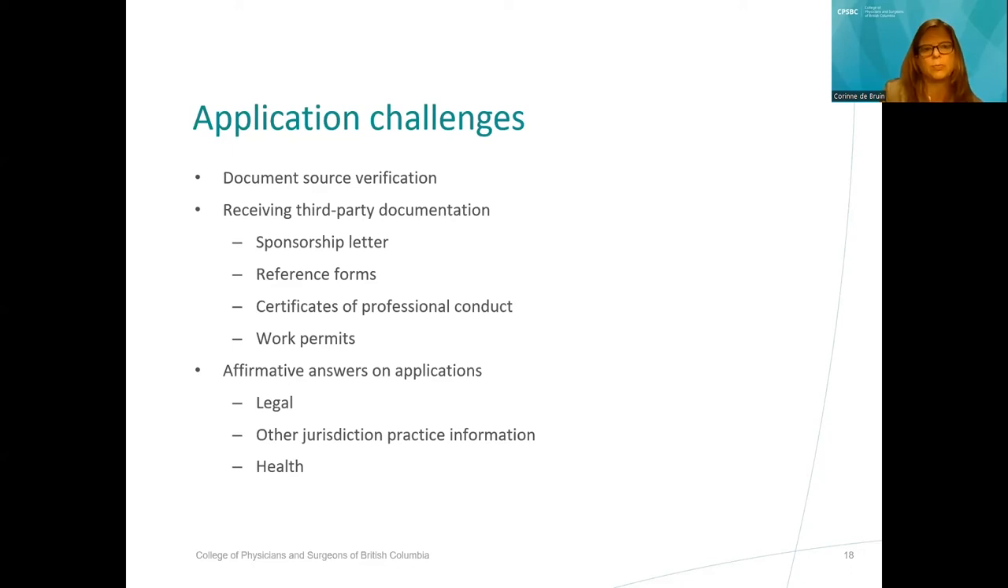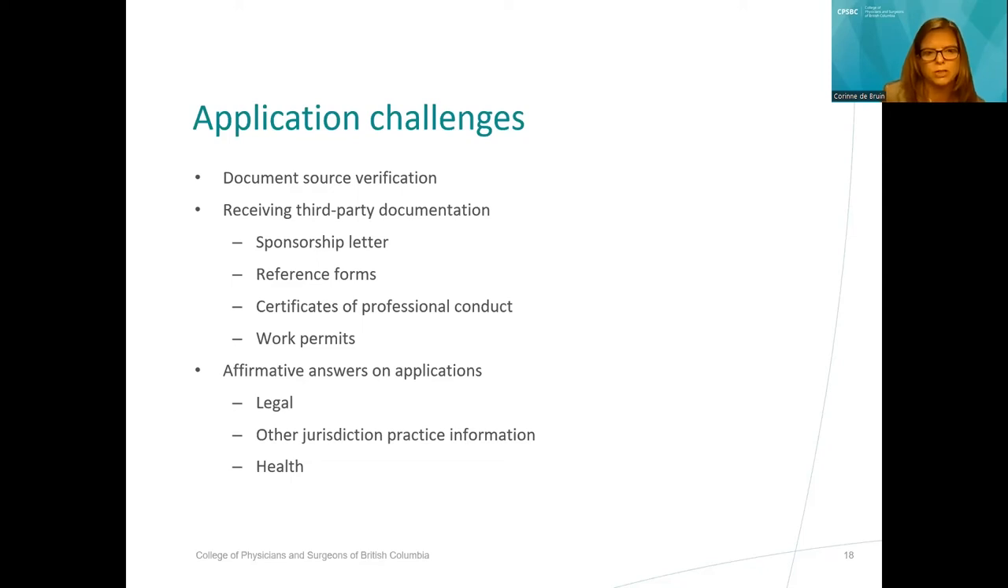Also, receiving third-party documentation takes time. Sometimes it's the sponsorship letters, reference forms, certificates of professional conduct, especially when we need these from countries where there may be situations where it's harder to get certificates of professional conduct just because there might be unrest in that country or civil war, as an example. And then work permits. We need to wait for the candidate to show us that they can legally work in BC. The other application challenge at times can be where there are affirmative answers on applications.